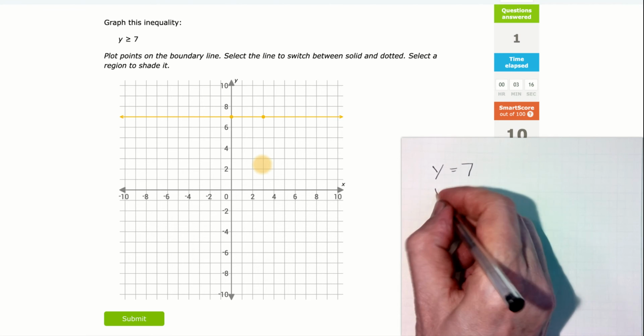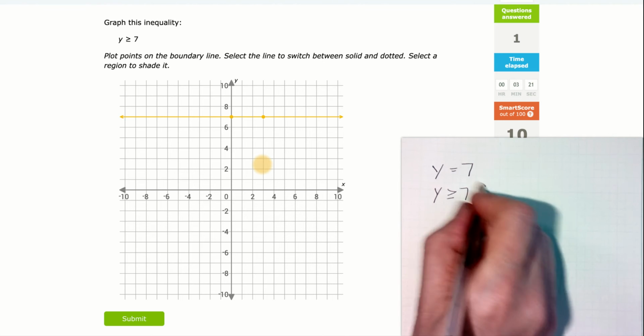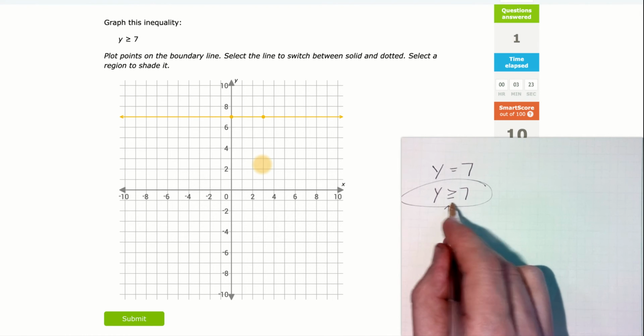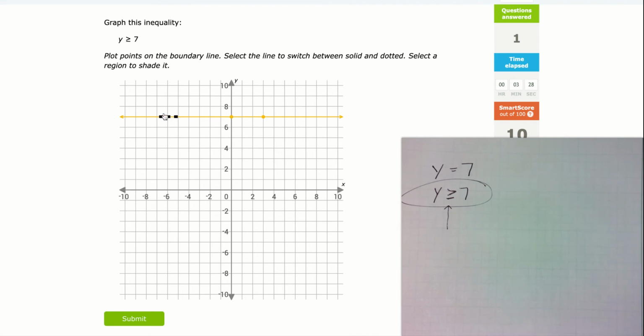Now I'm going to think of that actual inequality. The inequality was y was greater than or equal to 7. Now I do have an equal sign. That equal sign underneath the inequality means I do include every point on the line. So I'm going to leave it solid.